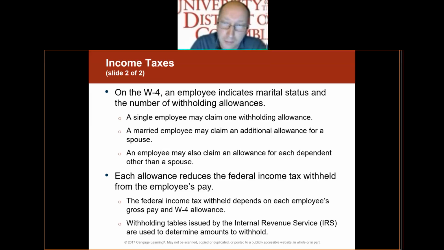A married employee may claim additional allowances for their spouse. An employee may also claim an allowance for each dependent other than the spouse, meaning children, or other people that you take care of. Each allowance reduces the federal income tax withheld from your paycheck. Federal income tax withheld depends on each employee's gross pay and W-4 allowances. Withholding tables are issued by the IRS and are used to determine the amounts to be withheld.